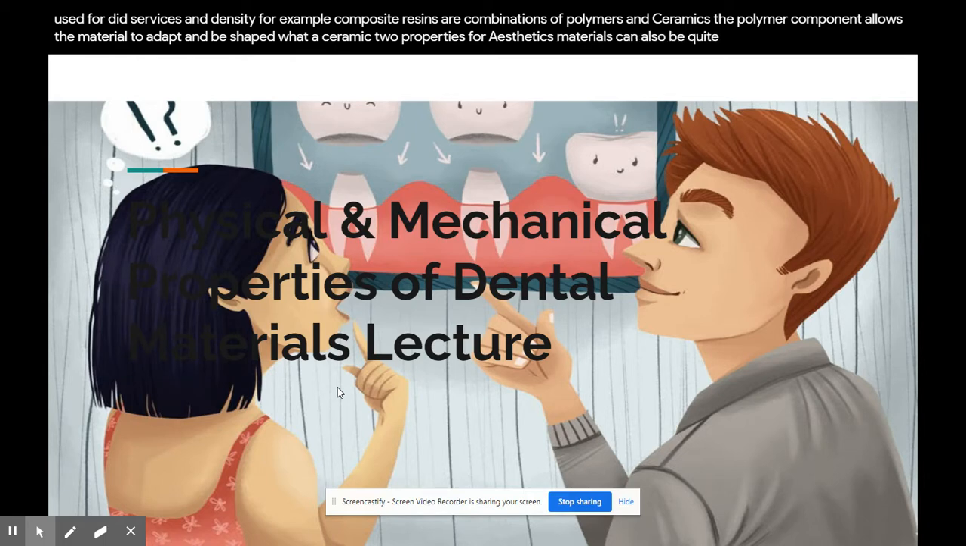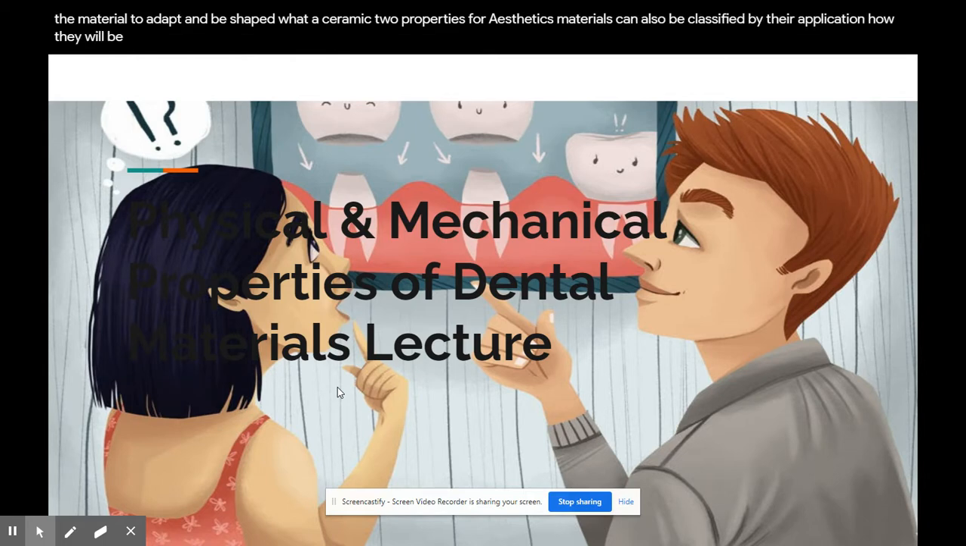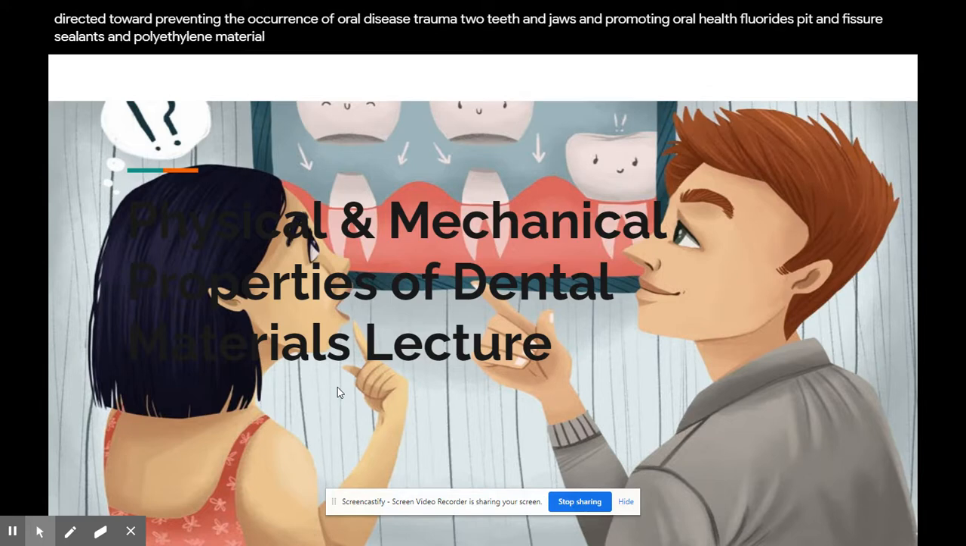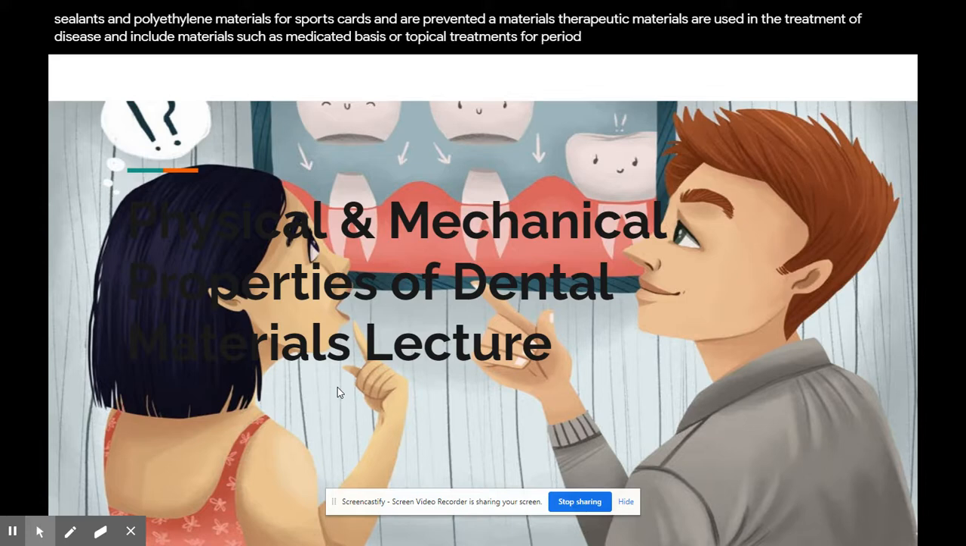Materials can also be classified by their application, how they will be used and fabricated, and their expected longevity. They may be preventive, therapeutic, or restorative. Preventive materials are directed toward preventing the occurrence of oral disease, trauma to teeth and jaws, and promoting oral health. Fluorides, pit and fissure sealants, and polyethylene materials for sports guards are preventive materials. Therapeutic materials are used in the treatment of disease and include materials such as medicated bases or topical treatments for periodontal disease.